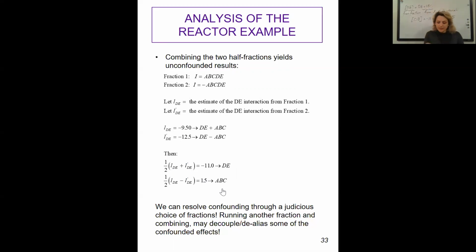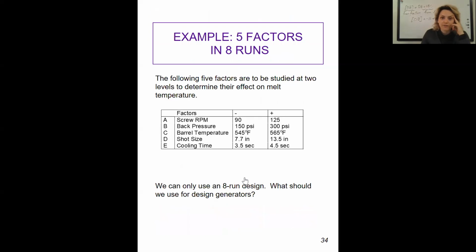So what we are doing here is just playing with it a little, in different ways, so that you can find out the effects that you would have for D and ABC. We can resolve confounding through a judicious choice of the fractions. Running another fraction and combining may decouple, de-alias some of the confounding effects. So we don't say that we are hoping to have more fractions all the time. Sometimes it's good, sometimes it's not good. It depends on the situation that we have.